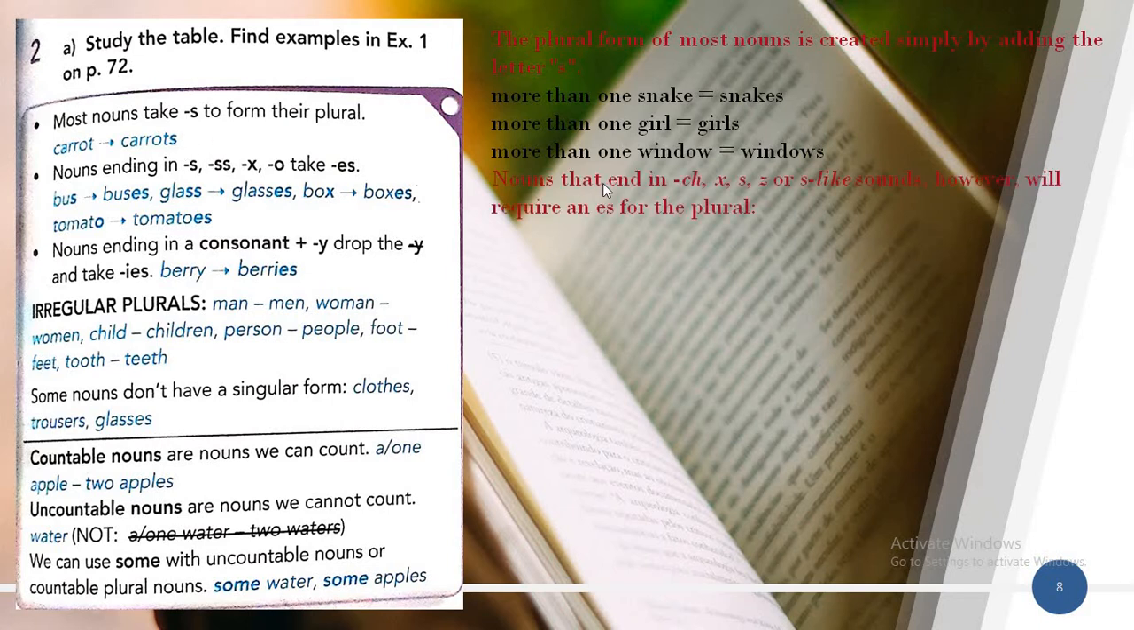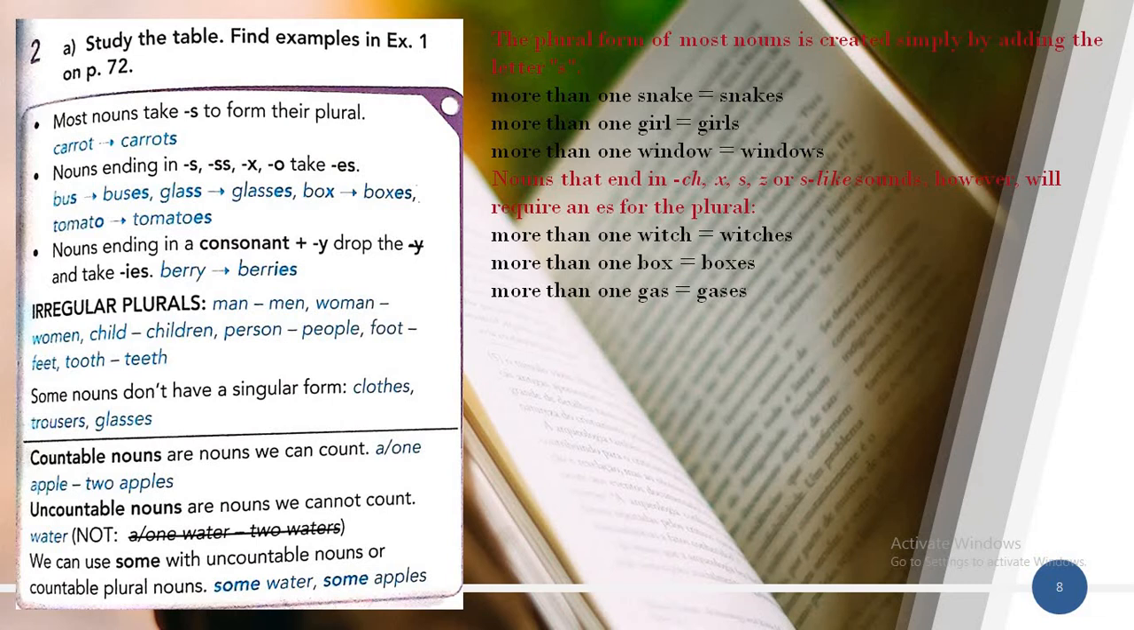Second, nouns that end in CH, X, S, Z or S-like sounds, however, will require an ES for the plural. For example, witch, witches, box, boxes, gas, gases. So here you have bus, buses, glass, glasses, and tomato, tomatoes. Excellent.